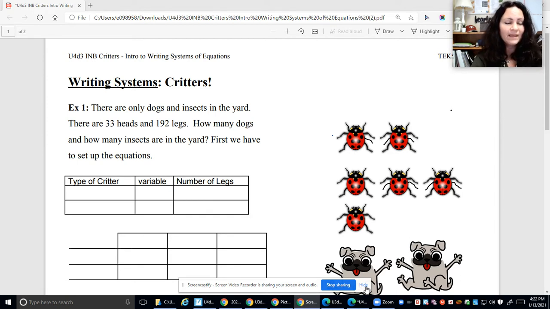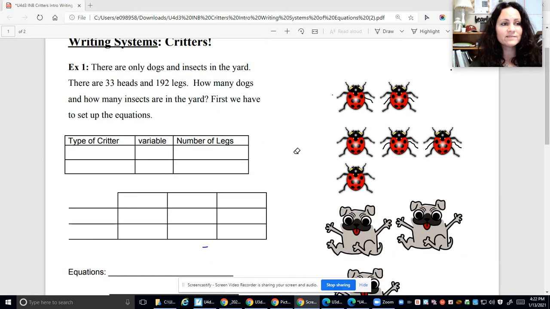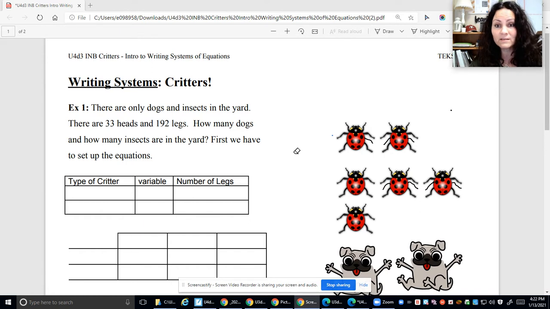Now, let's get started. It's always a good idea to take notes. And let's begin. So writing systems of equations. Basically, systems of equations just means that we're going to have more than one equation needed in order to solve a problem. Okay? So let's look at this one and let me kind of demonstrate that.